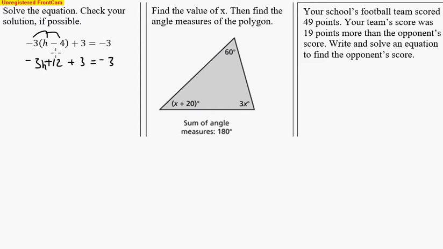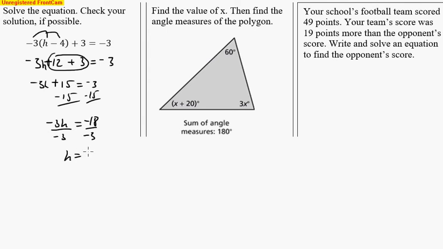So I'm collecting like terms here. They're the same sign. So I'm going to add those two numbers together. And so that makes positive 15, and then I've got the negative 3h equals negative 3. So I'm going to subtract the 15 from both sides. When they're the same sign I add, I get negative 18 equals negative 3h. So I divide by negative 3, and I'm left with h equals 6.